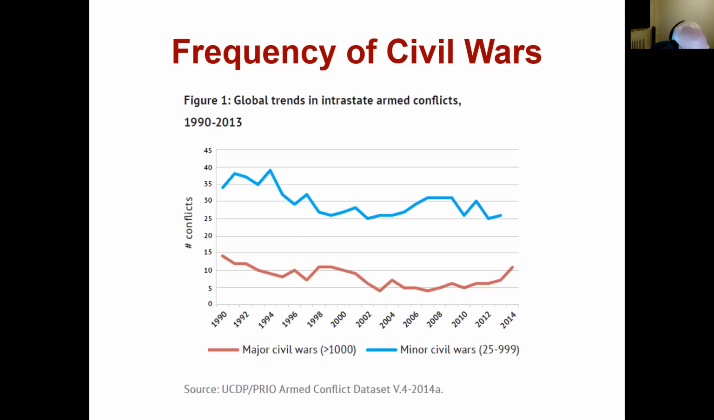So how frequent are civil wars? We can see that over the time period, it remains relatively stable. We see major civil wars and minor civil wars holding relatively stable from 1990 to 2013, to see, is this a continuing trend? Are we seeing improvements or not? So civil wars continue to be an important problem.